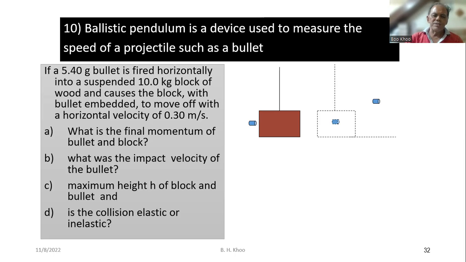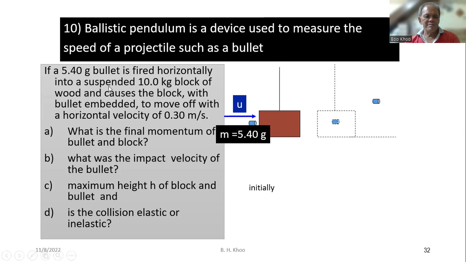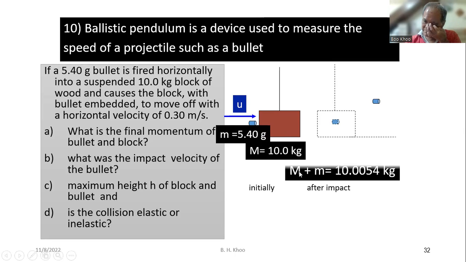Always draw a picture. There's your bullet. There's the block of wood. Initial state. We don't know the initial speed of the bullet. Let it be u. Mass you are given, that's your mass in gram. Mass of the block, 10 kilogram. After impact, the bullet is embedded in the block. So now the two masses add together, because they move together.